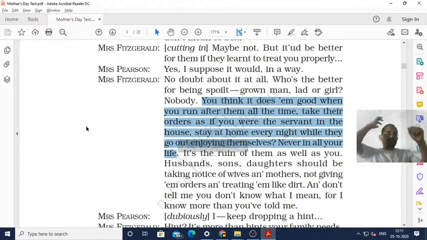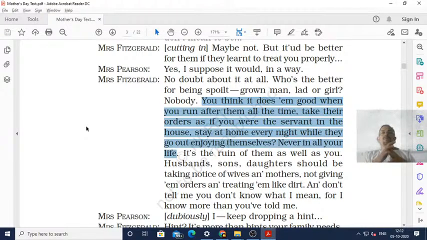Okay. So now Mrs. Fitzgerald says no doubt about it at all. But who is the better for being spoiled? Grown man, lad or girl? Nobody. It is not good for anybody, neither for a grown man nor for a boy nor for a girl. Because if someone is spoiled, like we said, a spoiled child, it's not good for anyone. It's not good for anyone if someone else gets spoiled in a family. It's equally bad for everyone.